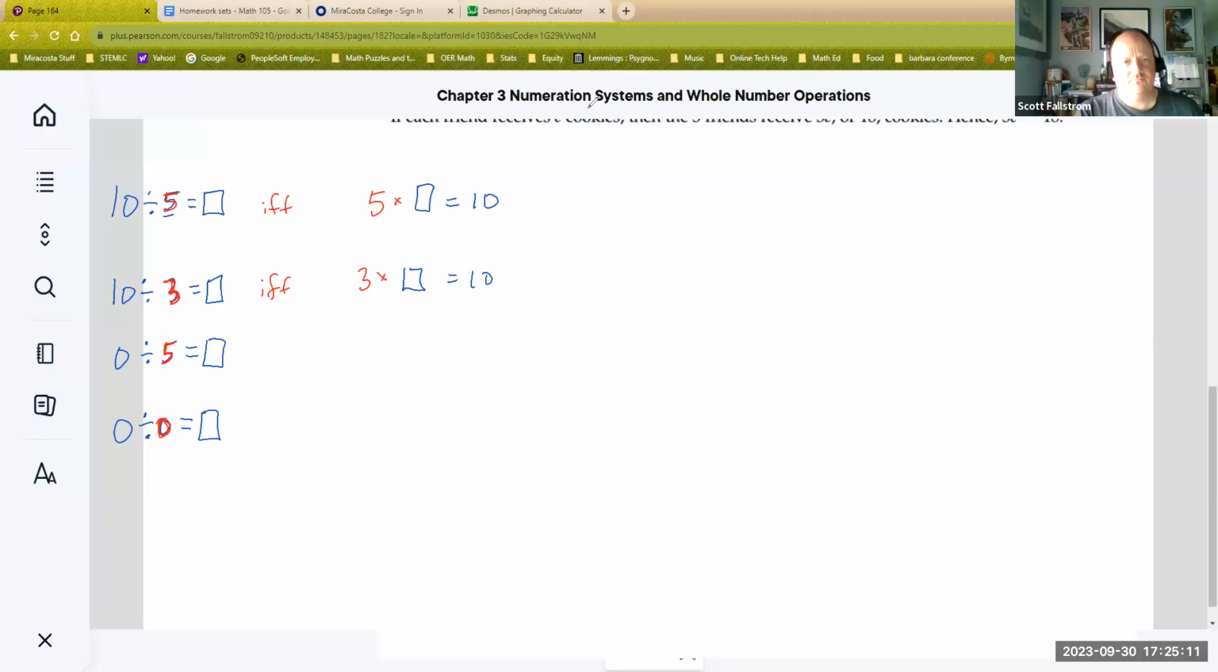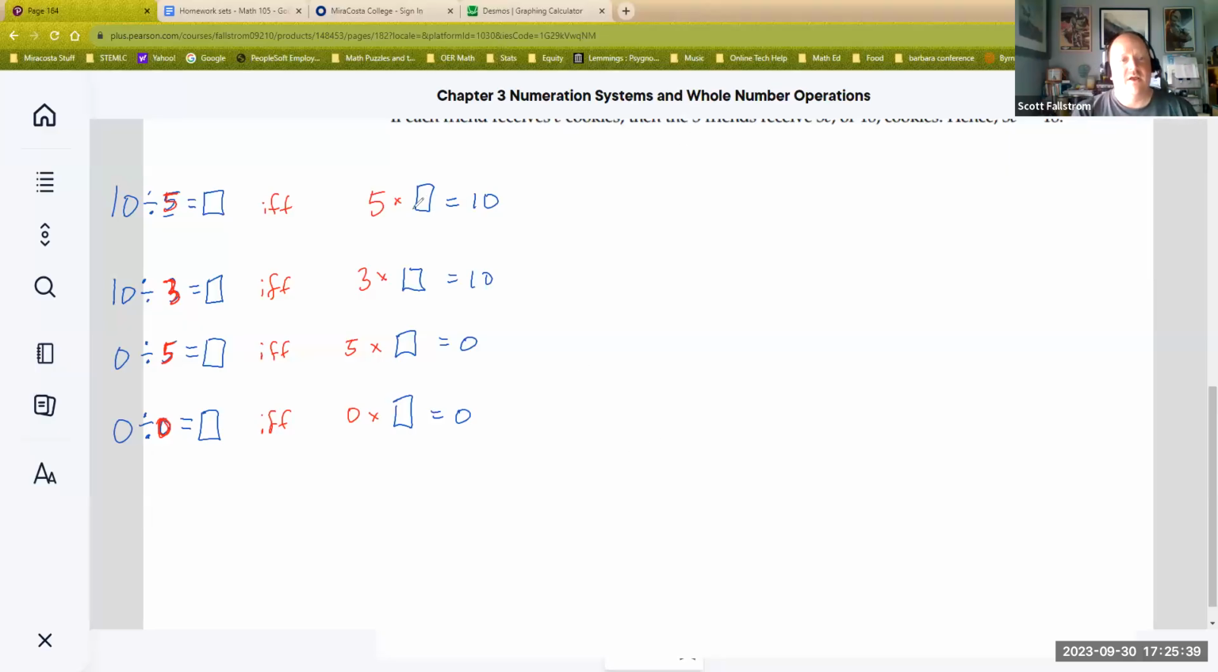Next one down, if and only if 3 times box equals 10. And then we'll say if and only if, here we go, 5 times, and here comes the box, box has to equal 0. And lastly, if and only if 0 times whatever's in that box has to equal 0. All right, so I'll choose a different color. I'll do black for this one.